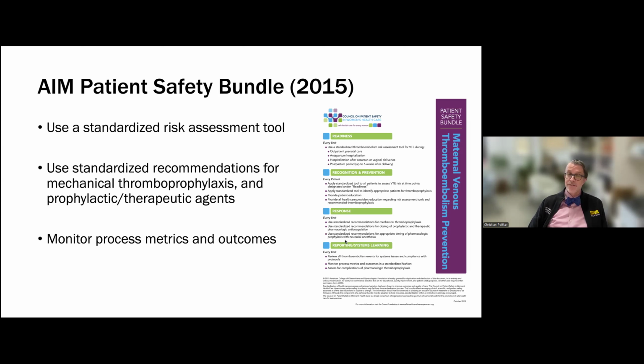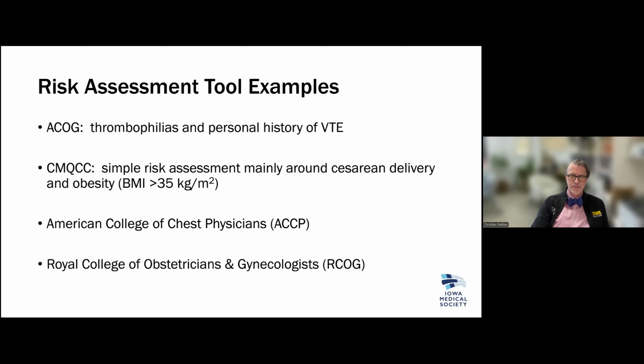So you'll see that they focus on monitoring process metrics in addition to outcomes. We should certainly look at the outcomes and review them, but the focus is probably more on looking at process metrics: how often, in patients who should receive thromboprophylaxis, do they receive thromboprophylaxis.